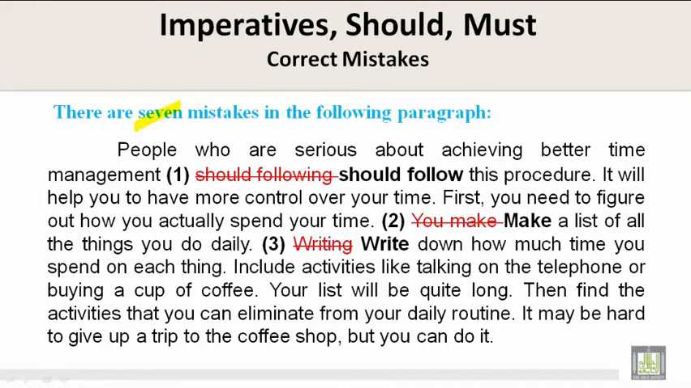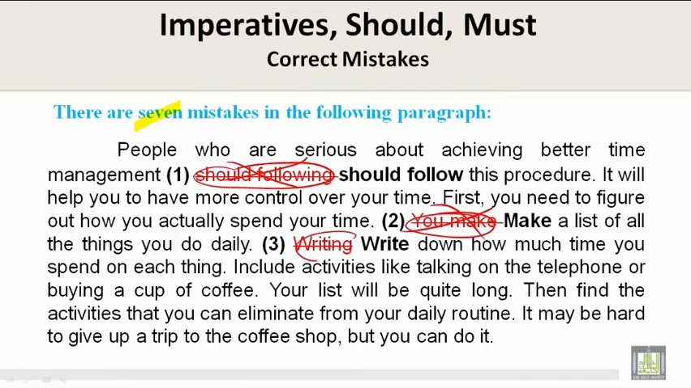Now let's correct the mistakes. There are 7 mistakes in the following paragraph. People who are serious about achieving better time management should follow this procedure. It will help you to have more control over your time. First, you need to figure out how you actually spend your time. You make a list of all the things you do daily.